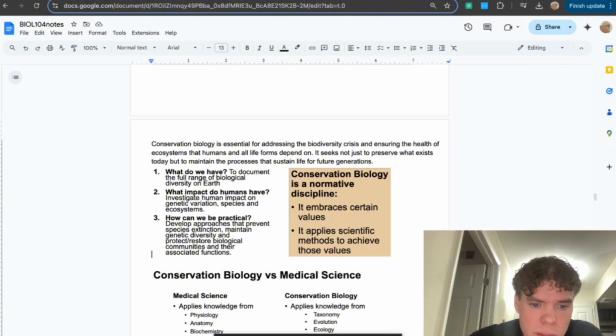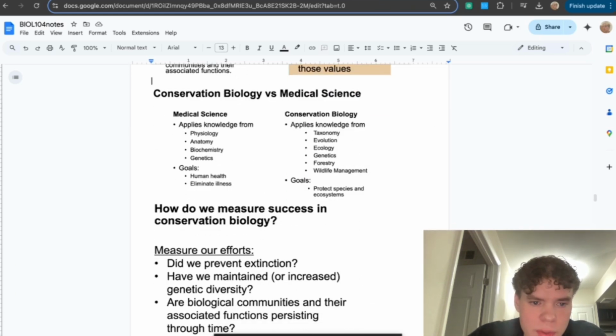Investigate human impact on genetic variation, species, and ecosystems. How can it be practiced? How can we be practical? Develop approaches that prevent species extinction, maintain genetic diversity, and protect biological communities and their associated function. Cool. Yeah, but this is how medicine interacts with conservation biology. That makes sense. Like medicine, you need to understand A&P, biochem, genetics, conservation biology. You need to know evolution, ecology, genetics, forestry. The goal is to protect species. The goal of medicine is to improve human health.